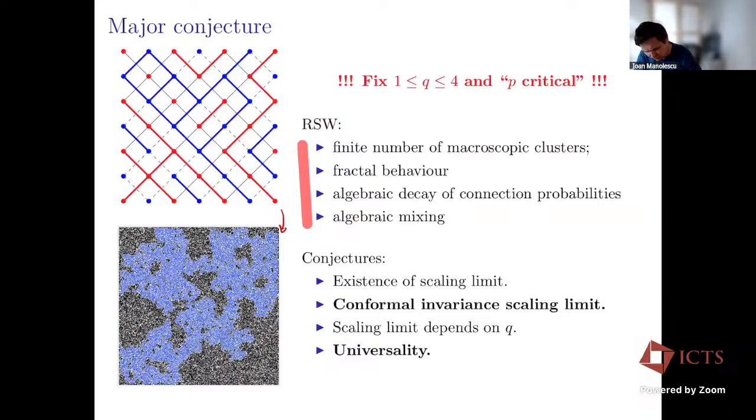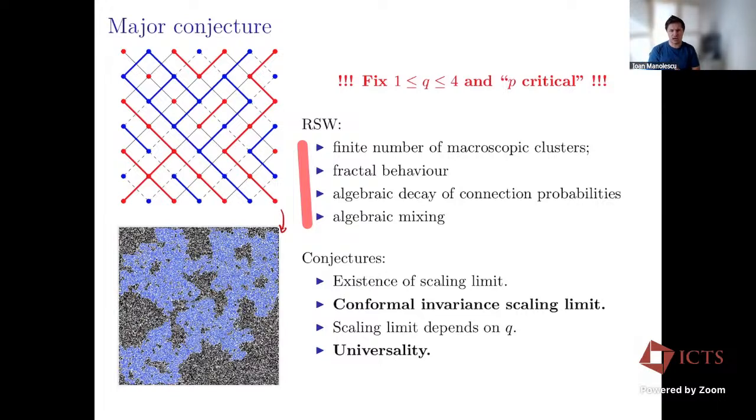You have fractal behavior for the boundaries of the clusters, and so on. Probabilities of connections at large distance decay algebraically. You have mixing properties that tell you essentially that the picture here is almost independent of the picture here. And you have all these features that are indicative of scaling, of the existence of a scaling limit.